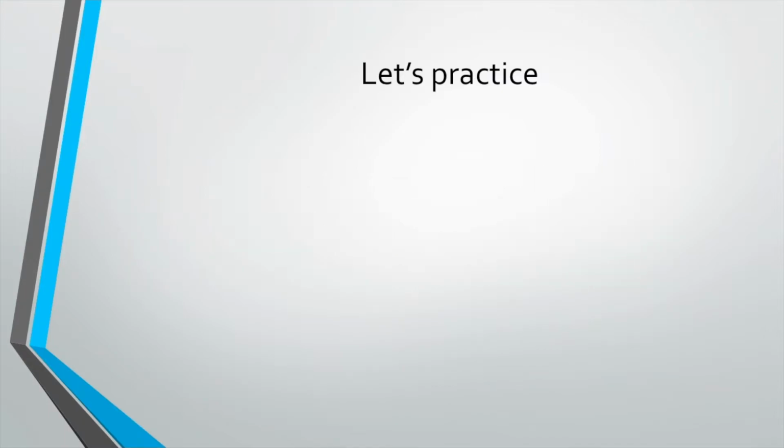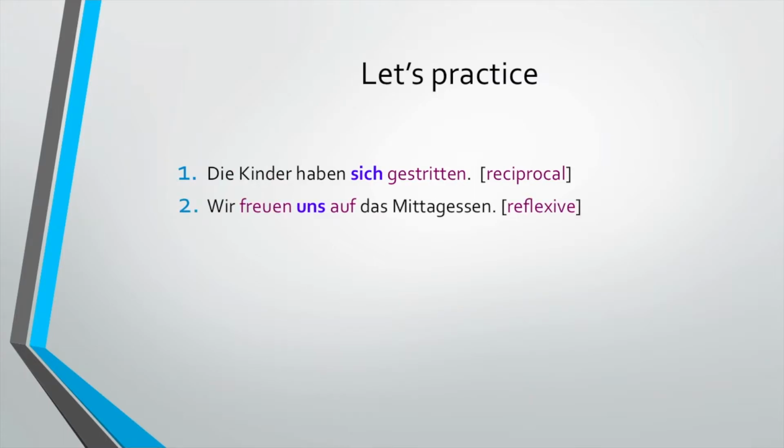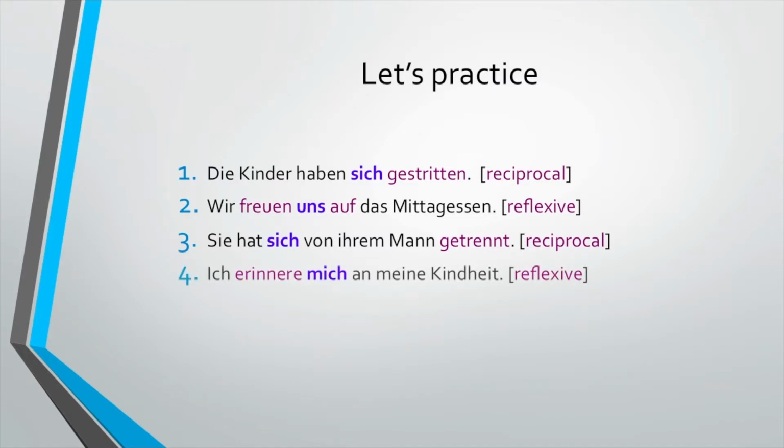And here we go. Nummer 1. Die Kinder haben sich gestritten. It's reciprocal, right? They fought with each other. Nummer 2. Wir freuen uns auf das Mittagessen. It's a reflexive. Nummer 3. Sie hat sich von ihrem Mann getrennt. This is reciprocal. Und Nummer 4. Ich erinnere mich an meine Kindheit. This is also reflexive. I am remembering.